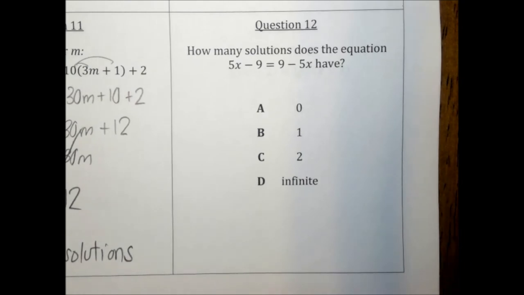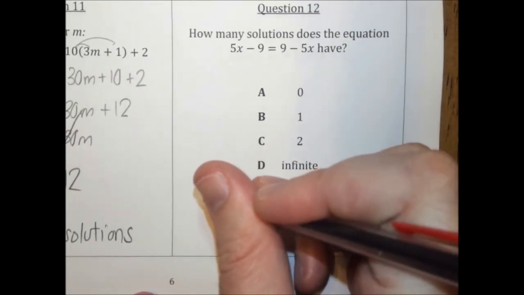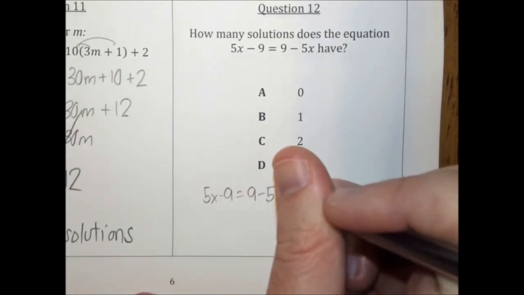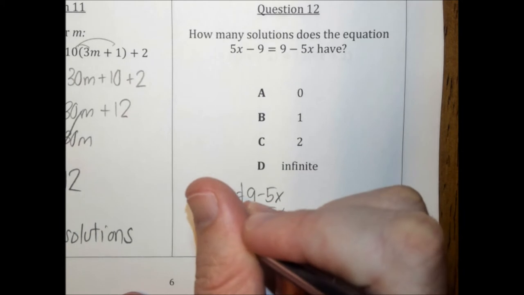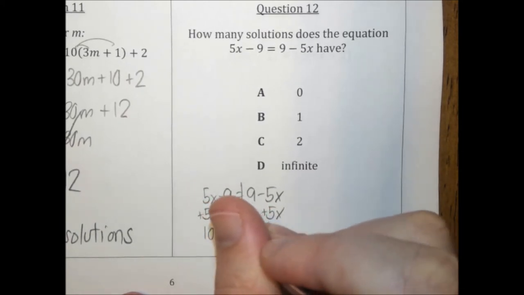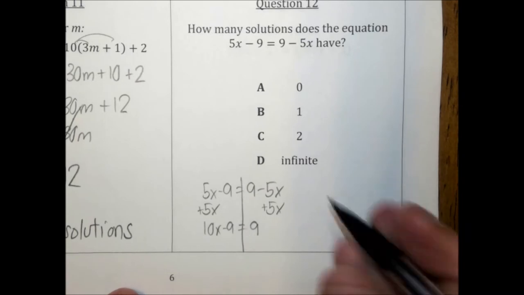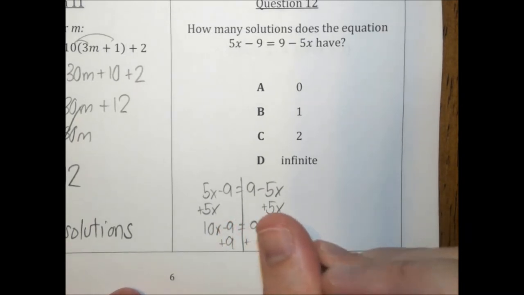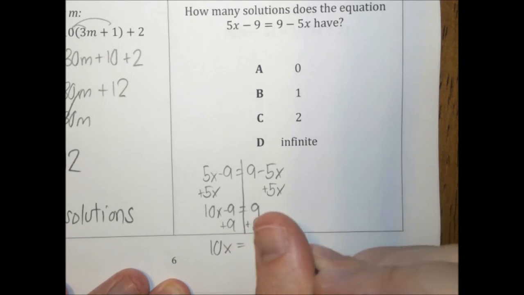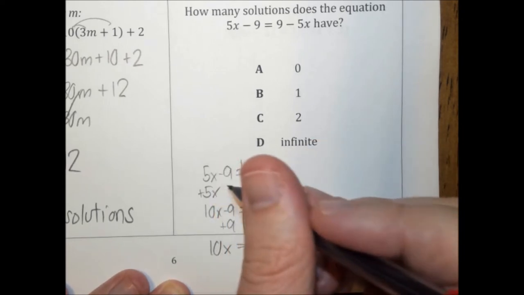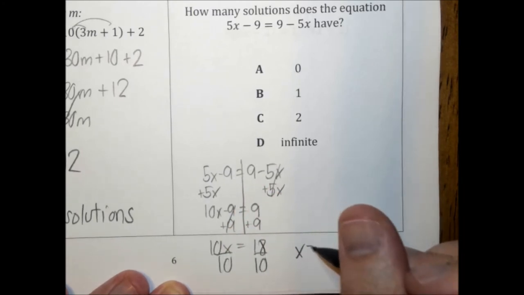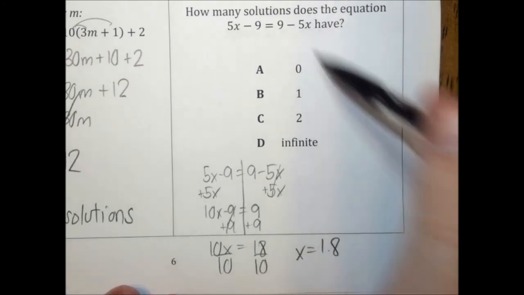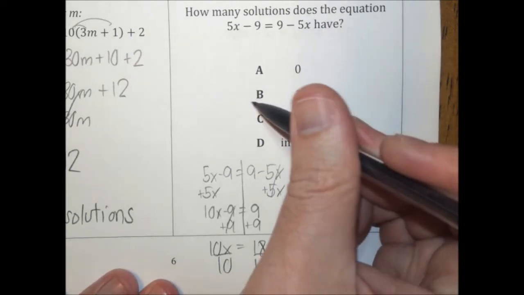Question 12, how many solutions does the equation have? So if I go to solve this equation, I'm going to start by moving the smaller variable, which is negative 5x. So when I do plus 5x to both sides, I get 10x minus 9 equals 9. Now let's get everything away from the variable. Do plus 9 to both sides. 10x equals 18. Divide by 10. X equals 1.8. The question asks, how many solutions does it have? It has one solution. It's 1.8.